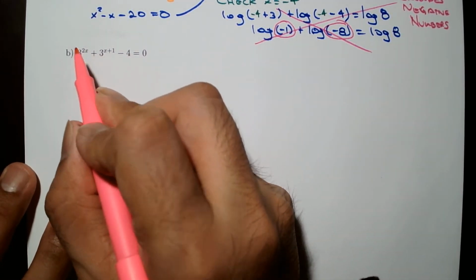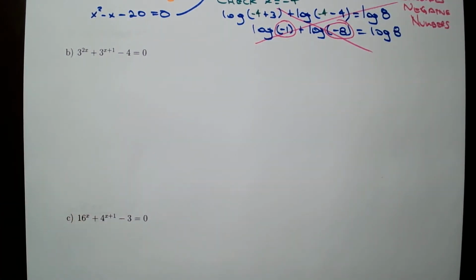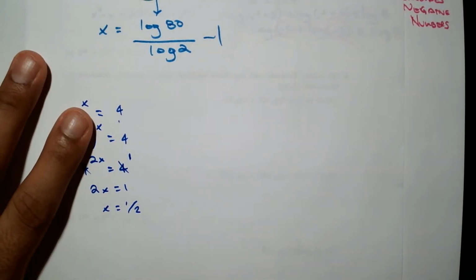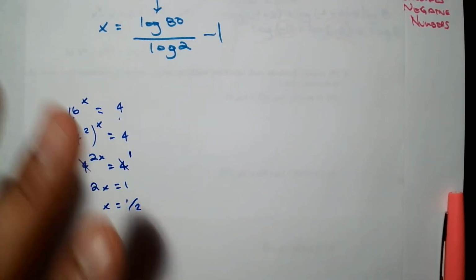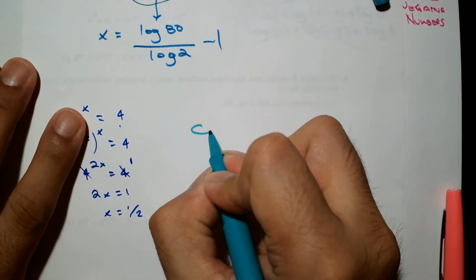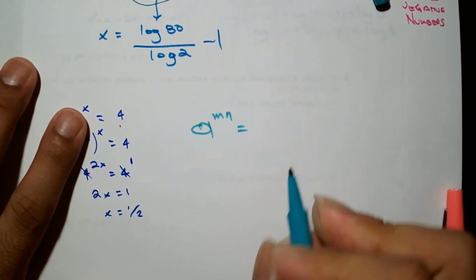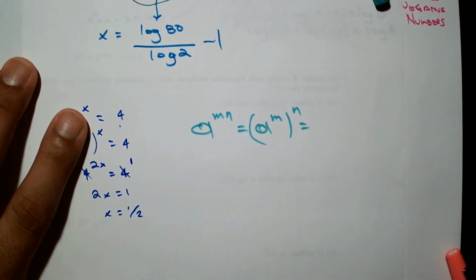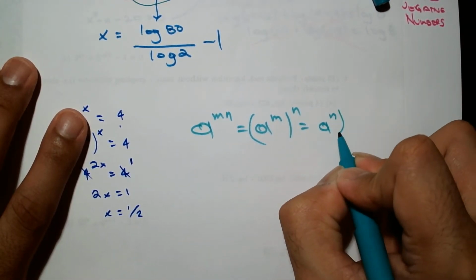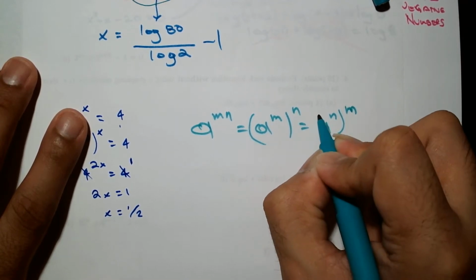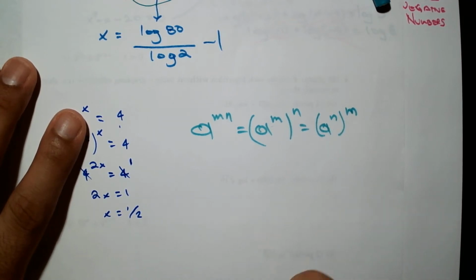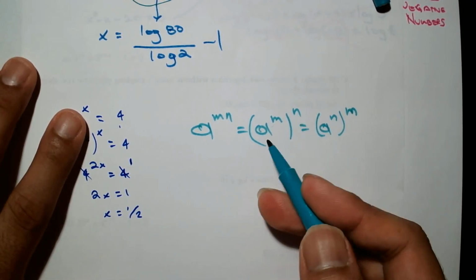Okay, so one thing we need to recall first of all is the law of exponents, which establishes that a to the m, all to the n, equals either a to the m with the n outside, or a to the n with the m outside. Either way, you can interchange these two. And again, that comes from the commutativity of multiplication.